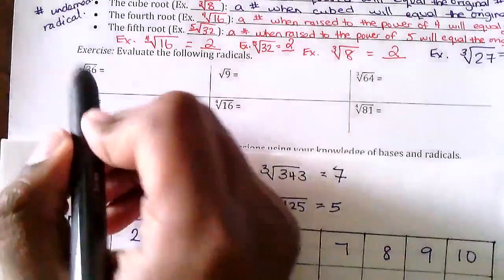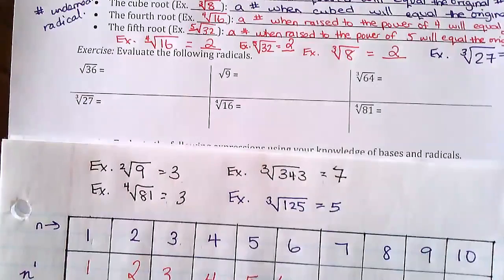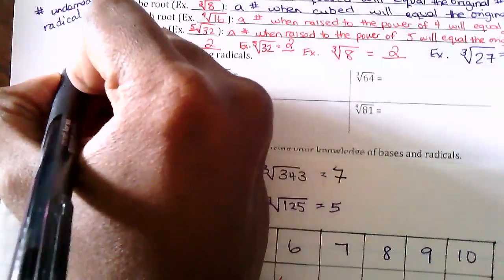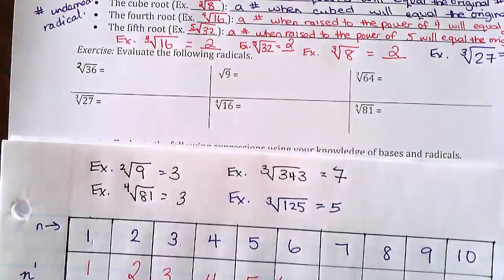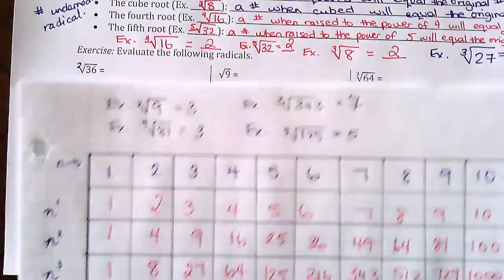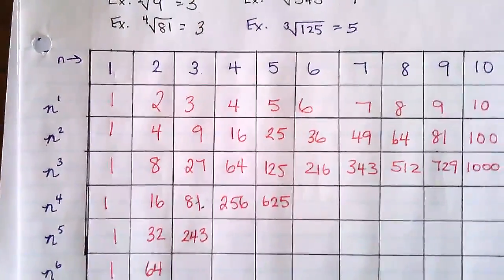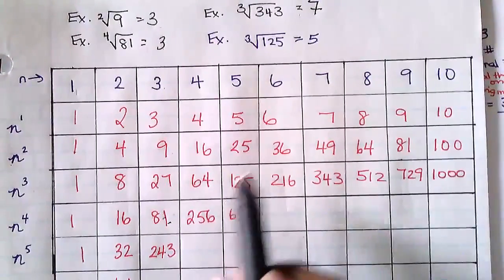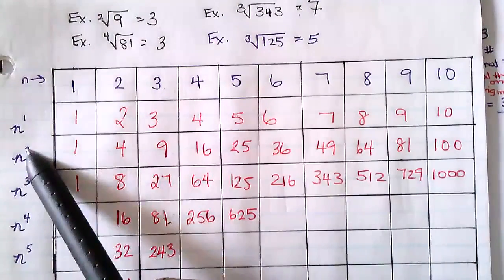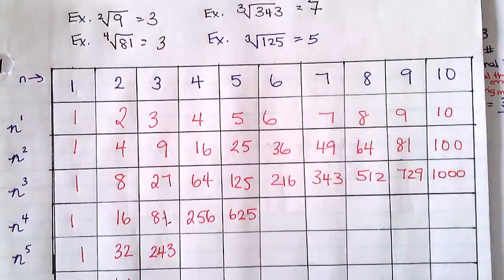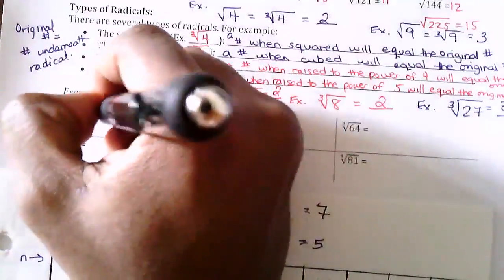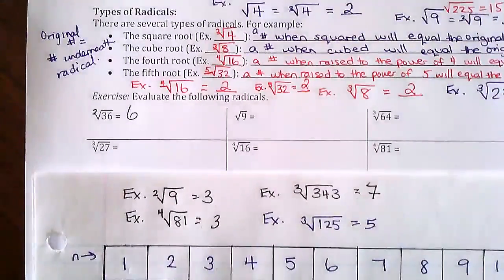So here we have root 36. Remember, when there's no number there, the index is actually just 2. So I can go to my chart and look for 36, which is here. The index was 2, which is what the exponent is. That's fine. So my answer is 6. Again, that one you shouldn't have used the chart, because you should know the square root of 36 is 6. But I just want to re-emphasize how we're using this chart.